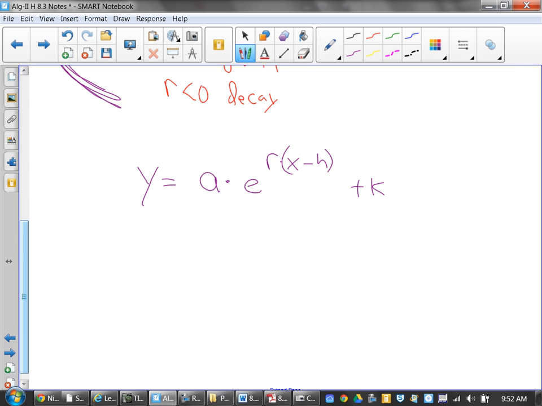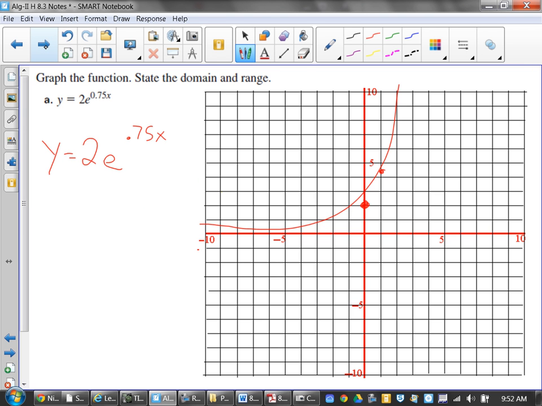So, like I said, working with e values is relatively easy. Okay. Let me show you this. If I wanted to graph this, I have y equals 2 times e to the 0.75x. I'm sorry, 0.75x. Reading is hard. That's why you teach me. That's exactly right.